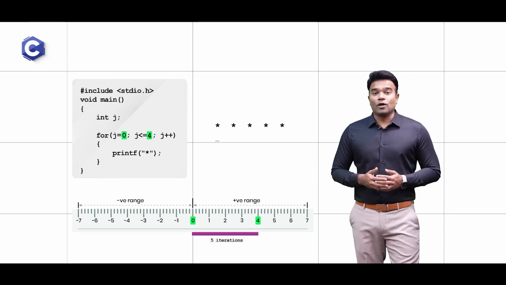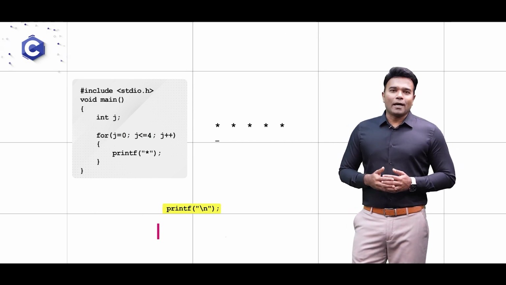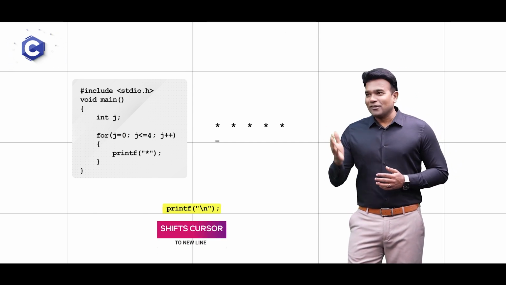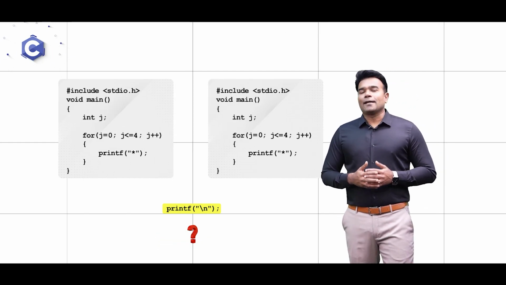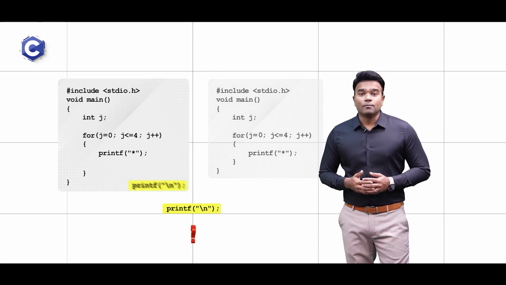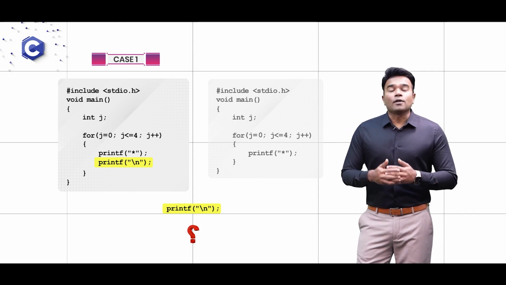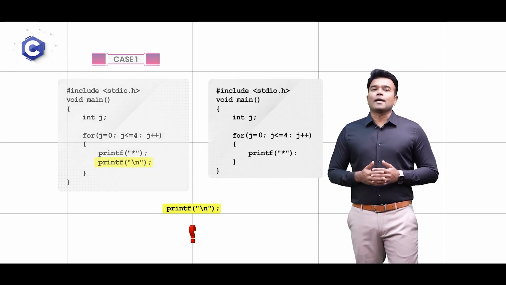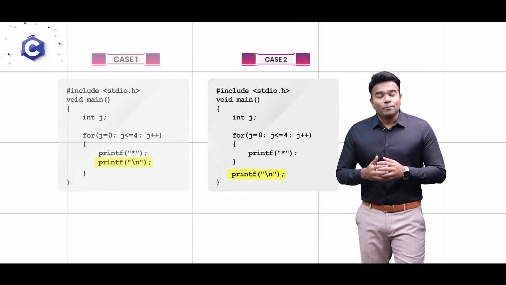Well, I'm sure all of my learners know that printf("\n") happens to be the command that is going to be bringing the cursor to the new line. But my question to you is, where should I be placing this command? Should I be placing this printf("\n") command below the printf star within the body of the for loop, or should I be placing this printf("\n") command after the for loop concludes? Where should I really be placing it?